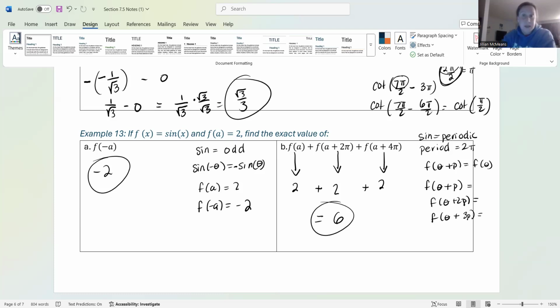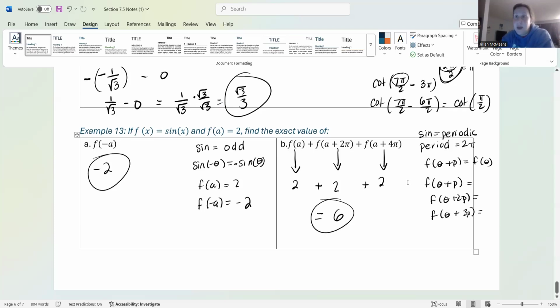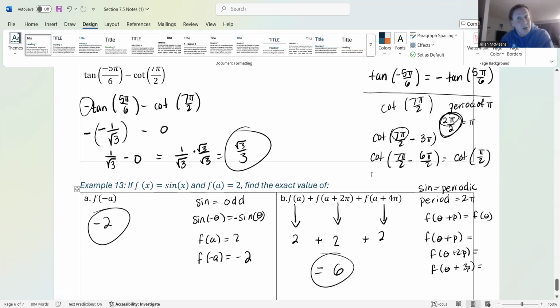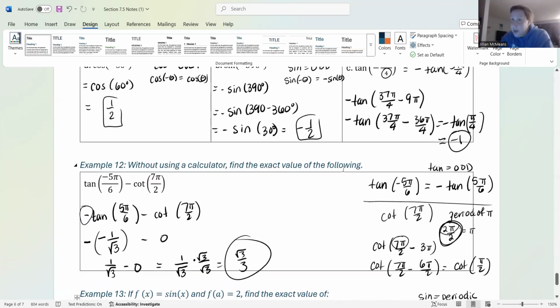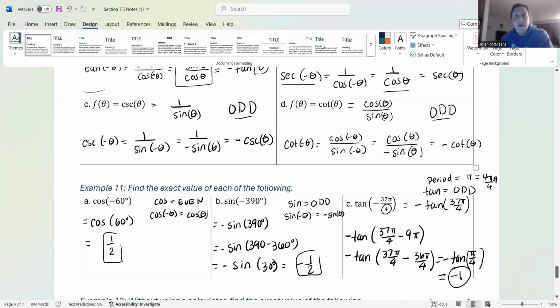So again, this has been 167 hours now that we've been dealing with 7.5. This is a long section, y'all, so keep at it, keep working at it, you're kicking butt. Let me know in class if you have any questions, okay?